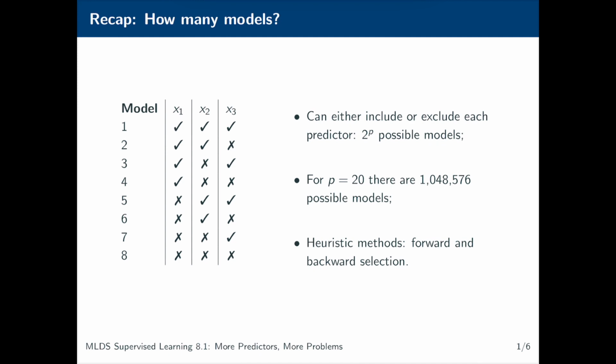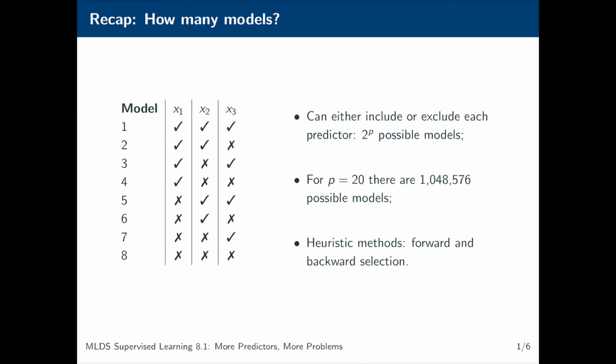Backward selection takes the opposite approach. We start with all predictors in the model, and then we progressively remove the predictor at each step that leads to the greatest improvement in our out-of-sample performance. And then we stop this process when there's no longer a significant improvement by dropping any of the remaining predictors.